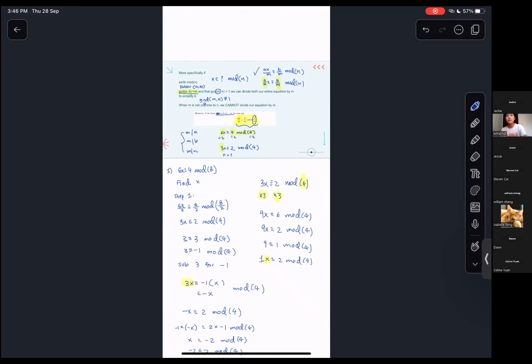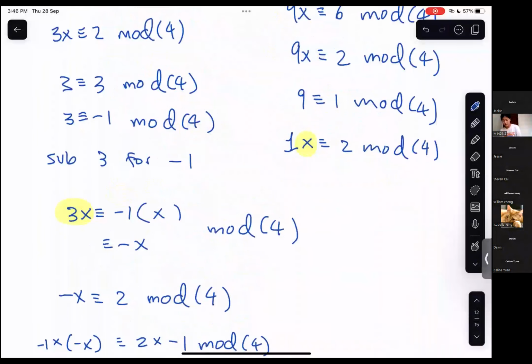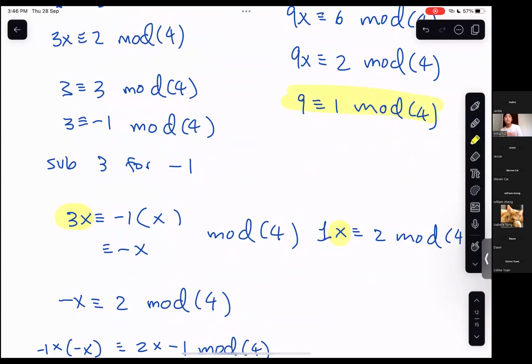Sorry, on the line you write on the right hand side, how does it change to the step 9 is congruent to 1 mod 4? How did you get that? Oh, okay. So we have something like, do you mean this step? Yep.